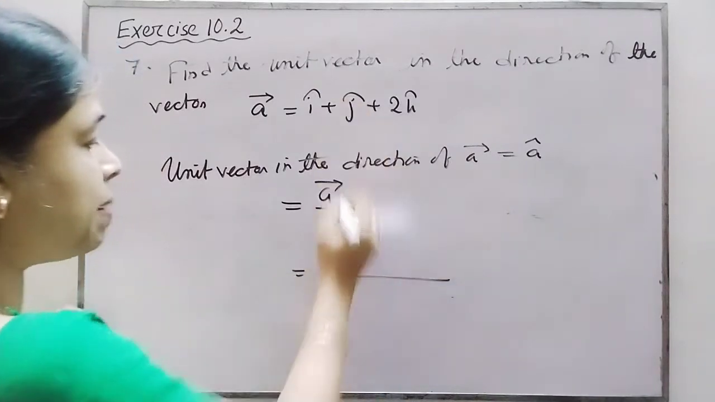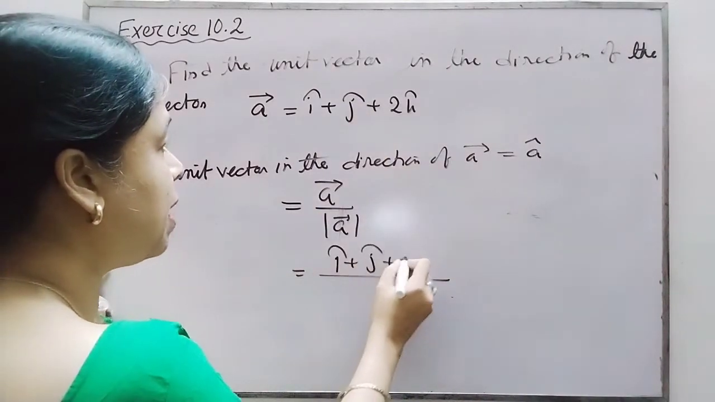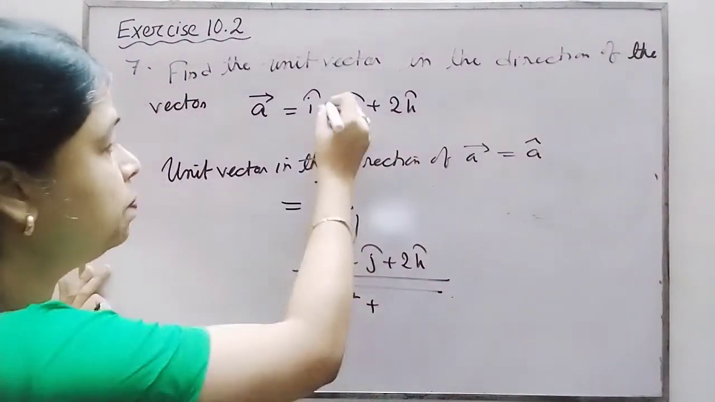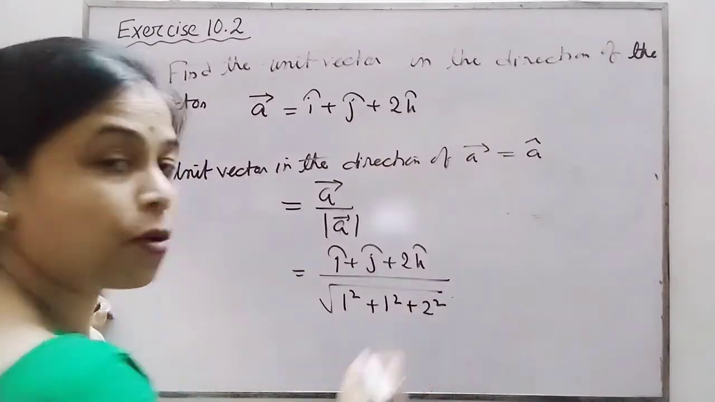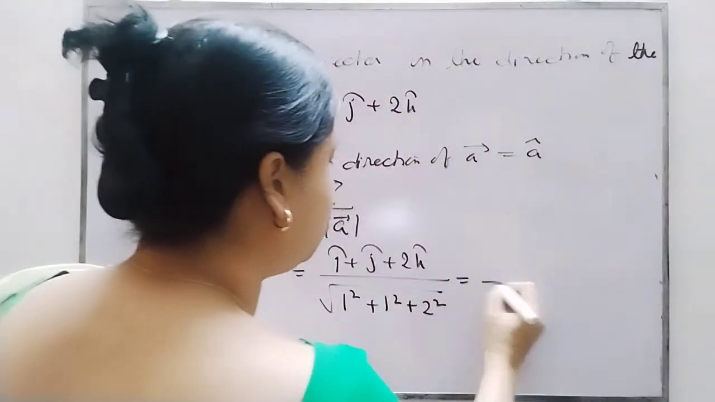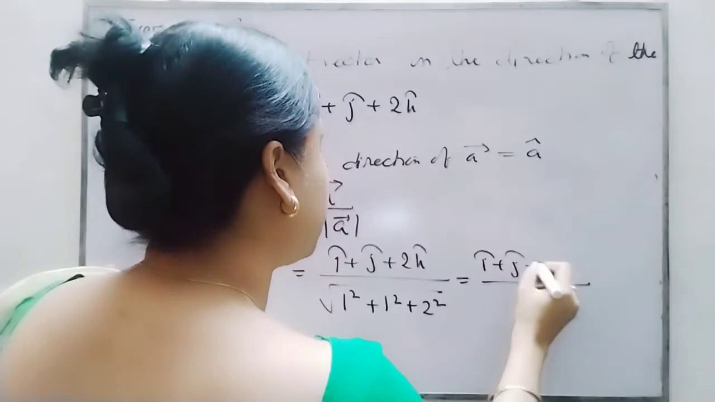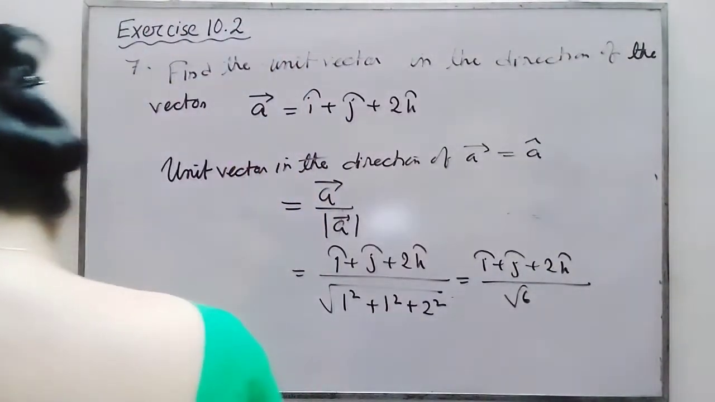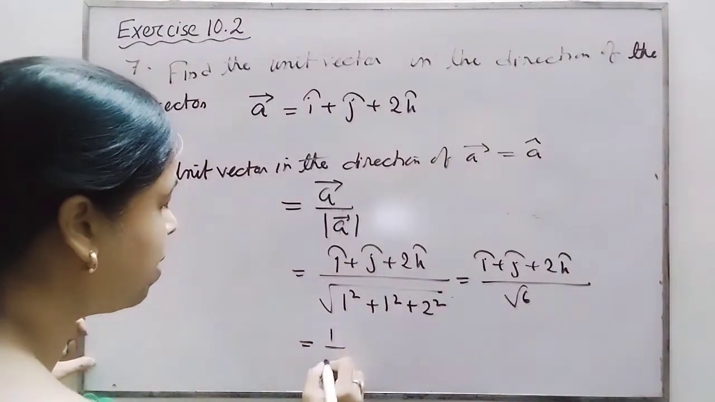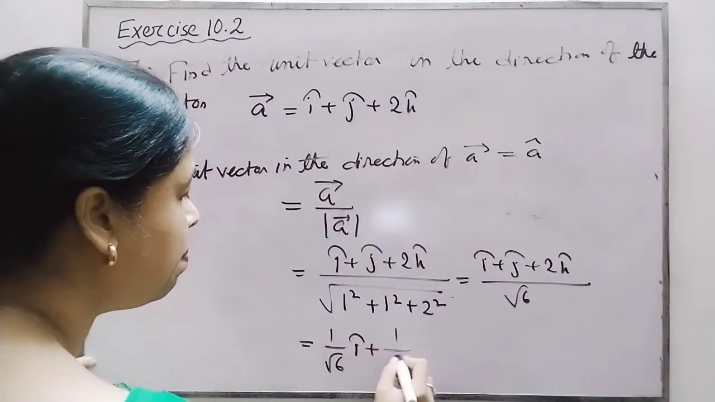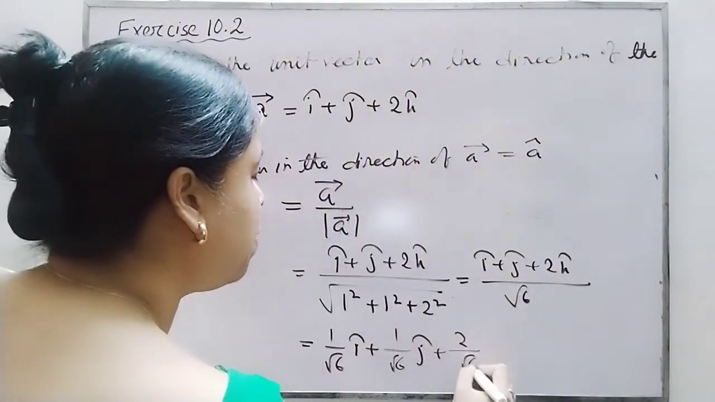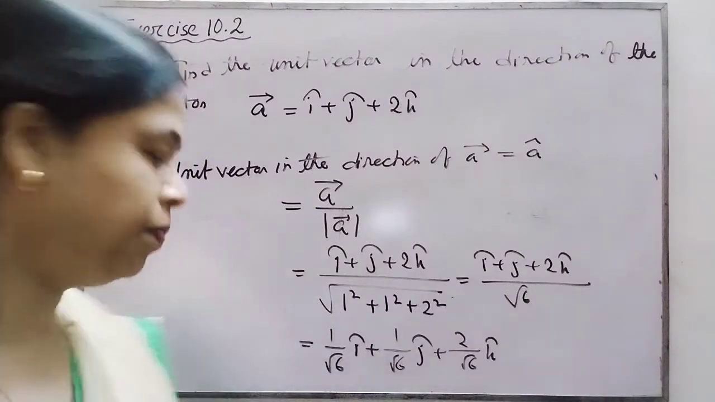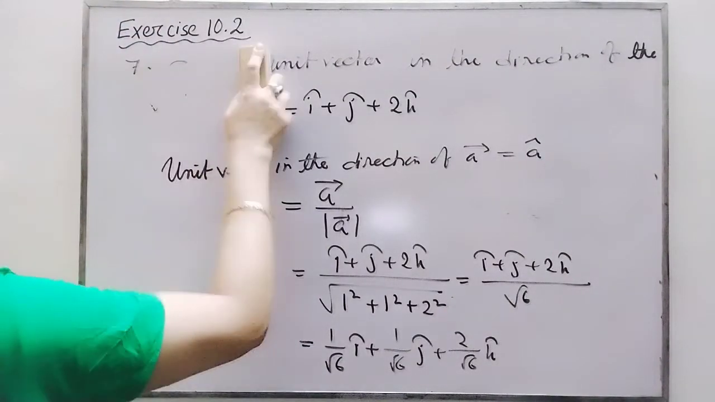You know a bar, it is i cap plus j cap plus 2k cap. What will the magnitude be? The coefficient of i cap squared, coefficient of j cap squared, coefficient of k cap squared. So that is equal to i cap plus j cap plus 2k cap over root of 4 plus 1 is 5, plus 1 is 6. So I can write it separately: 1 by root 6 i cap, 1 by root 6 j cap, 2 by root 6 k cap. This way you can write it down. Let me give you the next question, number 8.